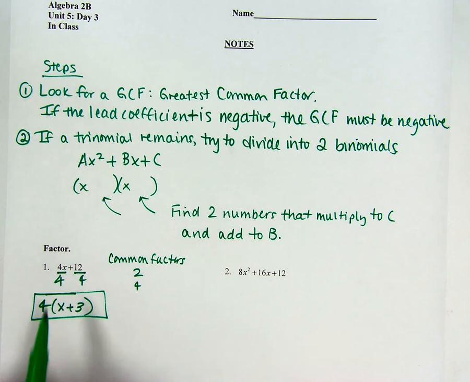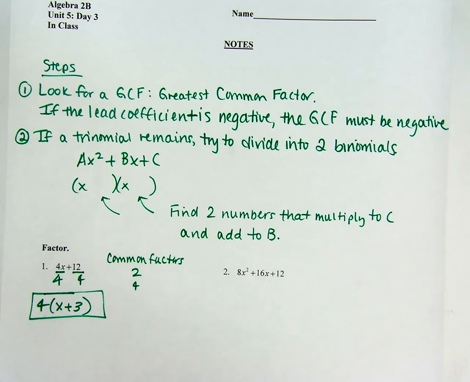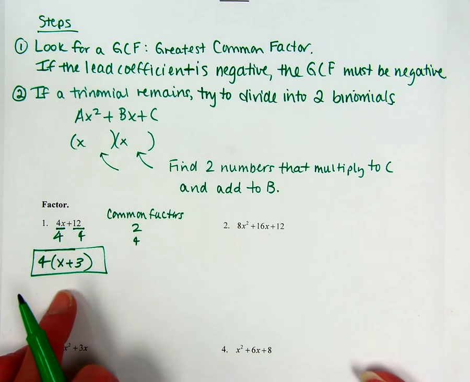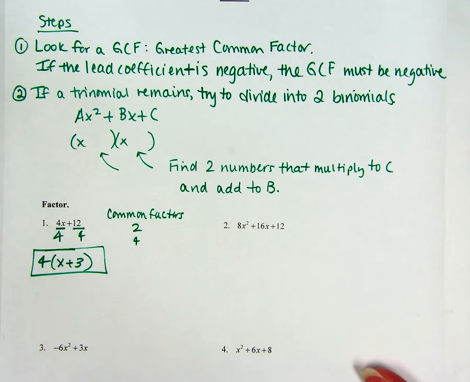So you're essentially just dividing. That's what factoring is. But whatever you're left with here should multiply back to give you your original problem.